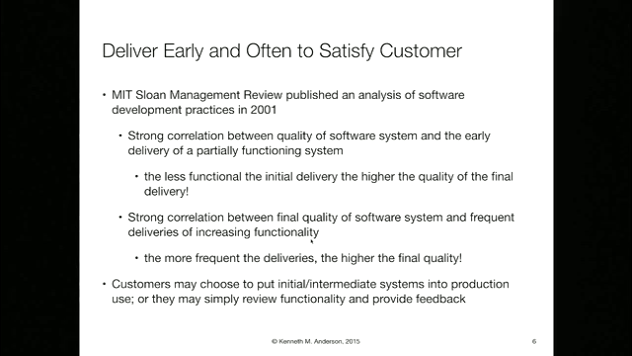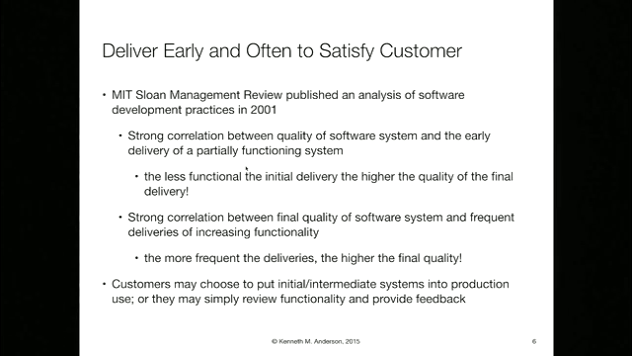Now, fortunately, we're starting to see some, well, not some. This is the one I've been using for a while. I haven't gone back to look to see if there's more. But an MIT Sloan Management Review paper published an analysis of software development practices back in 2001. And they showed a strong correlation, not causation, but correlation, between quality of software system and the early delivery of a partially functioning system.